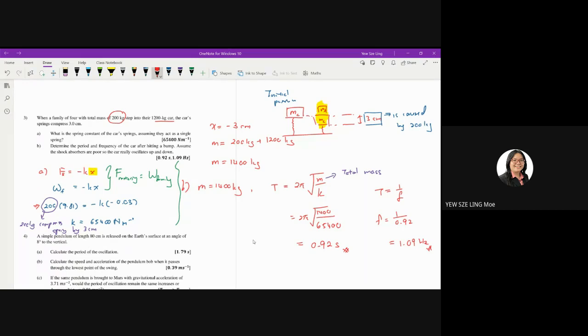Okay, kalau ada mana-mana yang kamu tak faham, kamu kena tanya. Kenapa soalan 1 guna 200 kg? Kenapa soalan 2 guna 1400 kg? Okay, that is because the object that we are looking at are different. First one, we just look at the family. The second one, we look at the car and the family. Because now car and family are acting as one object. They are combined as one object, and they are oscillating together with the spring.